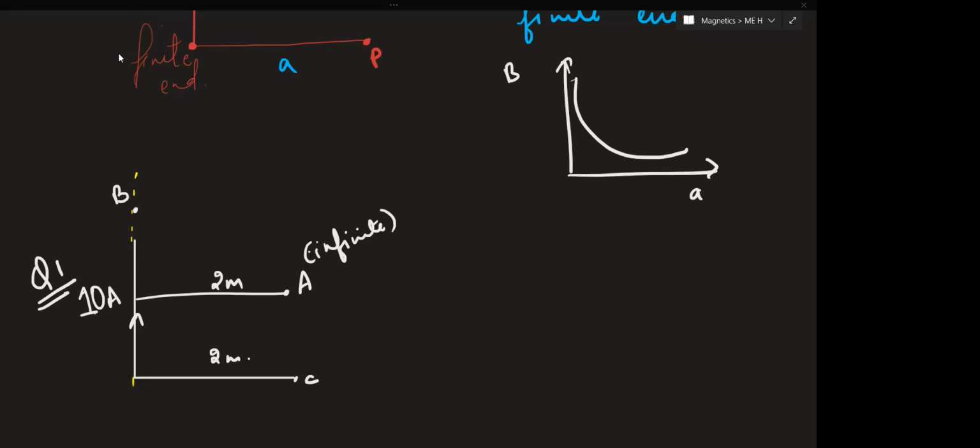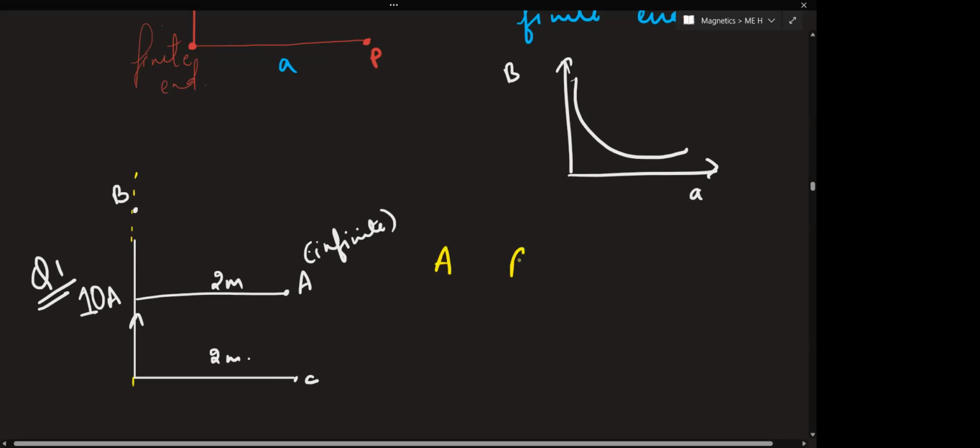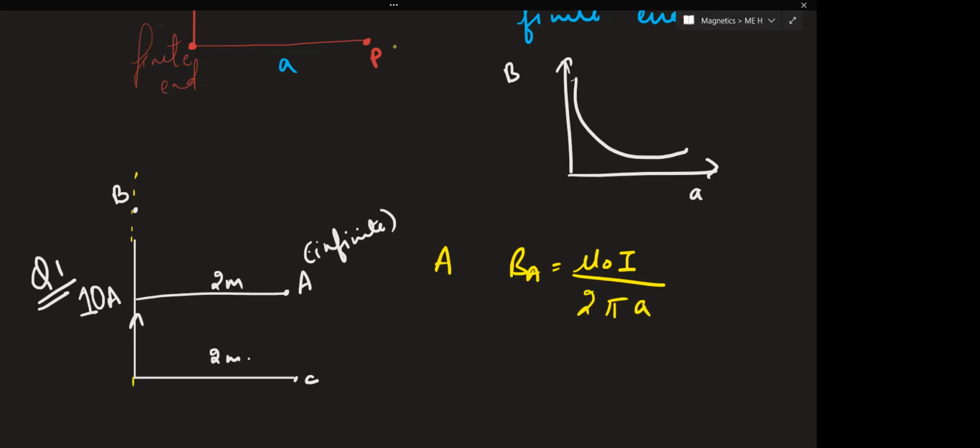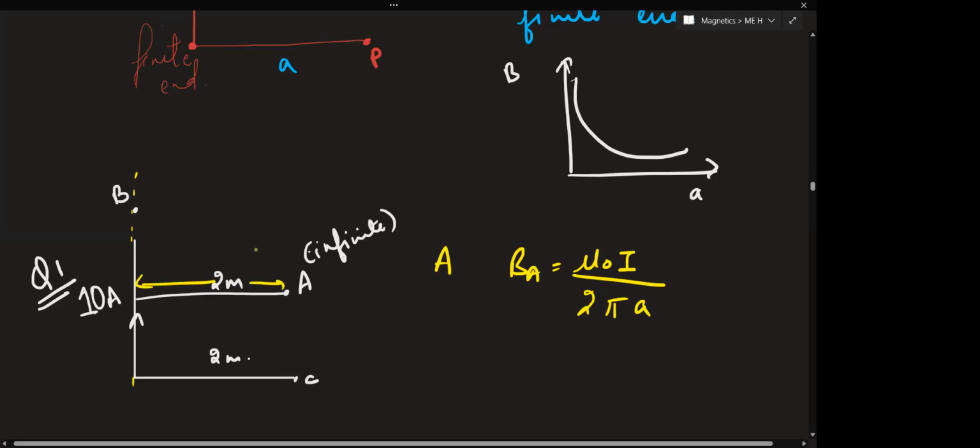See, for A point, if A is an infinitely long wire, magnetic field at A will be what? Mu naught I divided by 2 pi a. Rifat, can you tell me what is a in this first part, A part? What is the value of the small a, Rifat? Can you try once? Yes, Fahad, right, that's 2. See, Rifat, this distance is 2. Clear, Rifat?